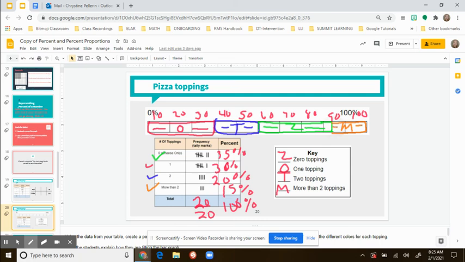Okay, so that is how you draw it on a bar graph. We'll be doing more practice with those tomorrow.